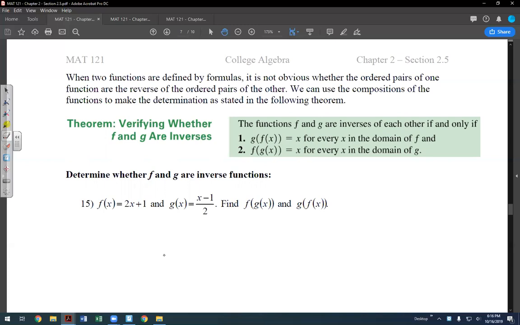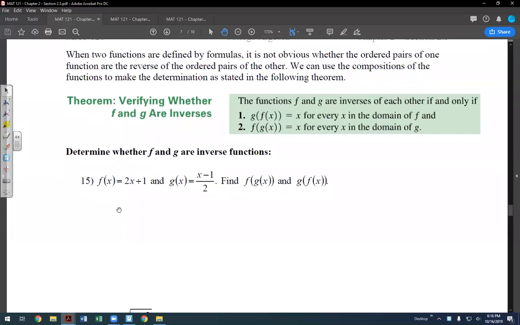So that's the idea. Instead of using specific numbers, if you actually just do a composition between them and your resulting answer comes out to be x, then we know for sure that the two functions are actually inverses of each other, which means the ordered pairs are definitely going to reverse in this case. So let's see if we can go ahead and check with this guy if we have inverse functions of each other or not. And you can see we have 2x plus 1, the other one is x minus 1 divided by 2.